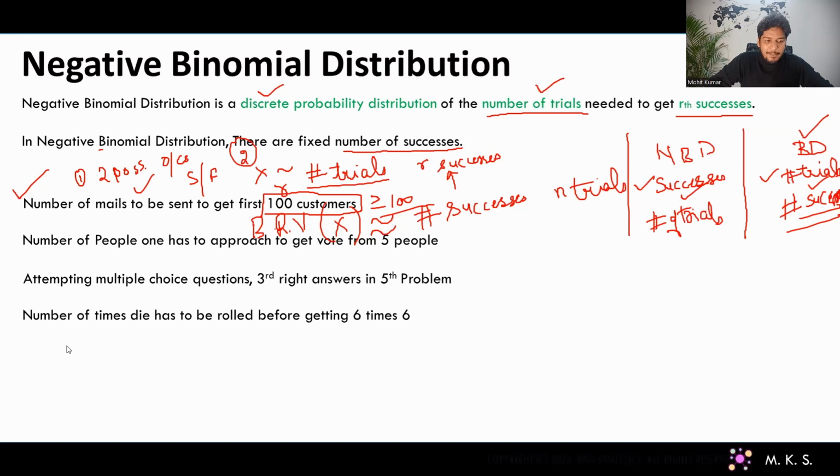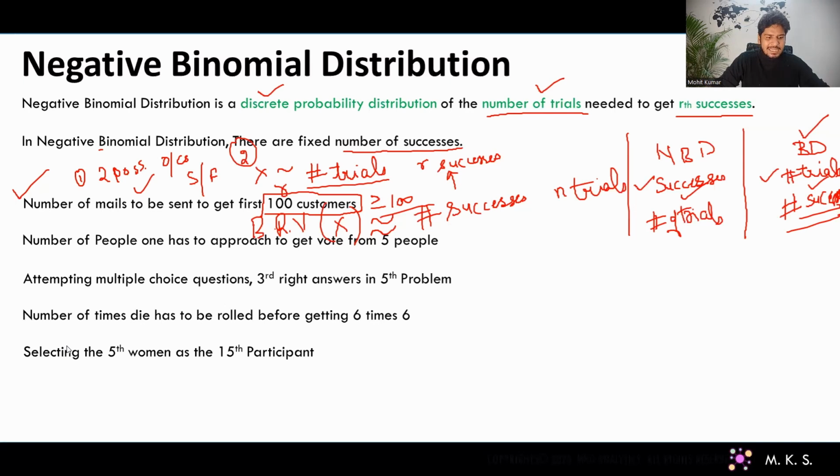Next example, the number of times a die has to be rolled before getting 6 times 6. You want to get a 6, that is your success, right? And you want to get it 6 times. How many times you have to roll your die, right? So that's another example of negative binomial distribution.